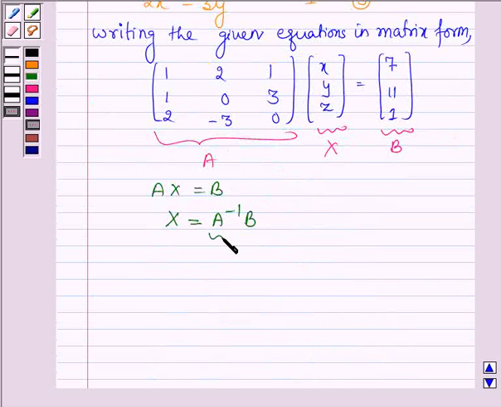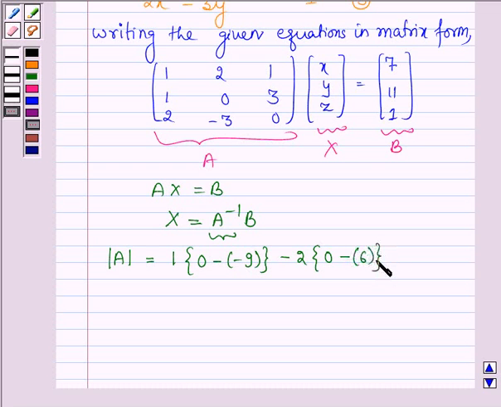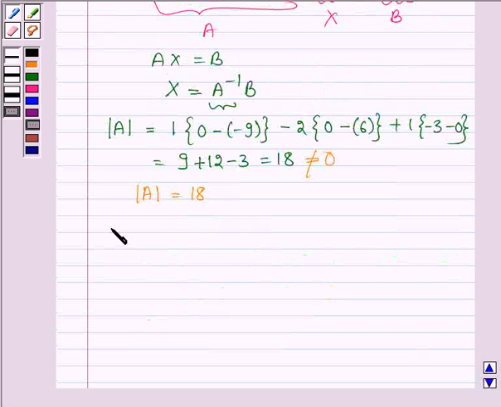of B. And A inverse exists only if A is a non-singular matrix. So first let us find determinant of A. So this is equal to 1 into 0 minus of minus 9 minus 2 times of 0 minus of 6 plus 1 into minus 3 minus 0. So this is equal to 9 plus 12 minus 3, which is equal to 18. So determinant of A is equal to 18 and this is not equal to 0. So this implies that A inverse exists.